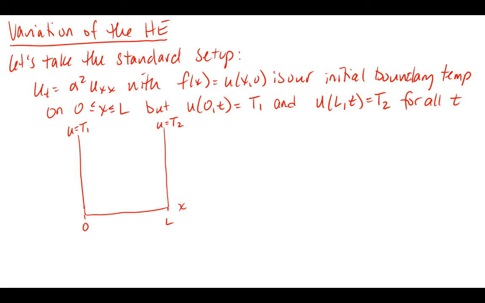So in other words, you could imagine that this is a long bar, and maybe the right end of it is in a freezer, but the left end of it is in an oven or something like that. So you may have a hot temperature on one end and a cooler temperature on the other end, or vice versa.